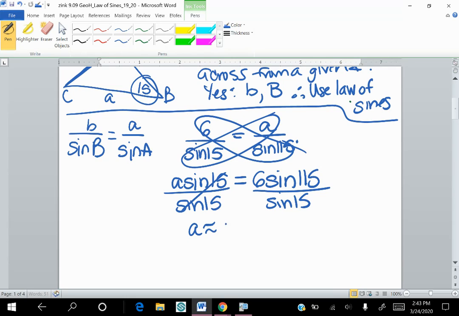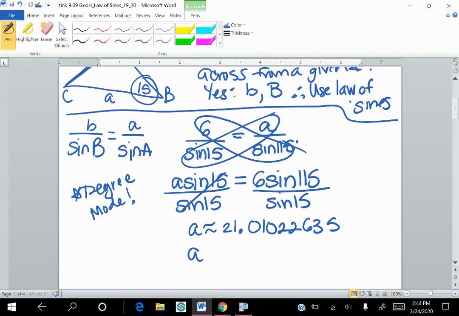So a is approximately 21.010222635. And again, make sure you're in degree mode. So to the nearest tenth, it said, is 21.0. And yes, you do have to write that 0 because it's a placeholder.